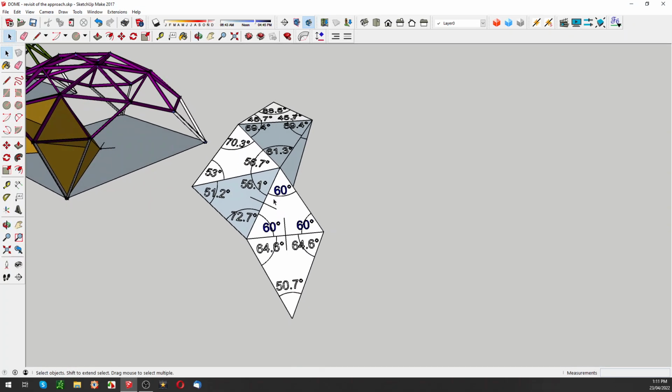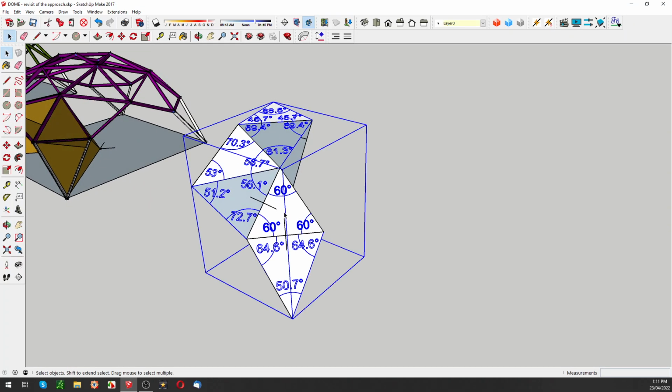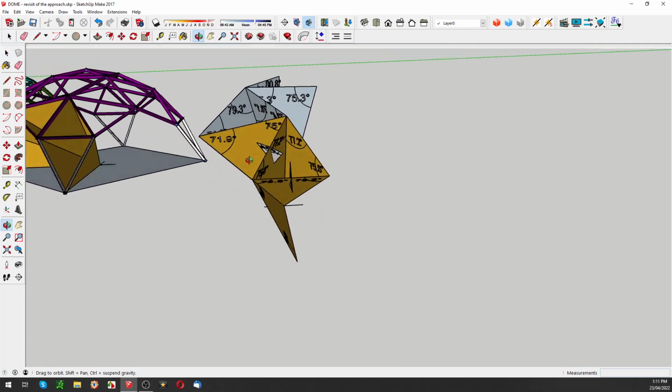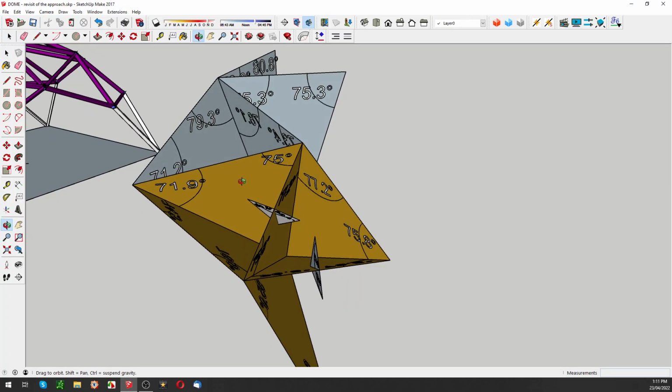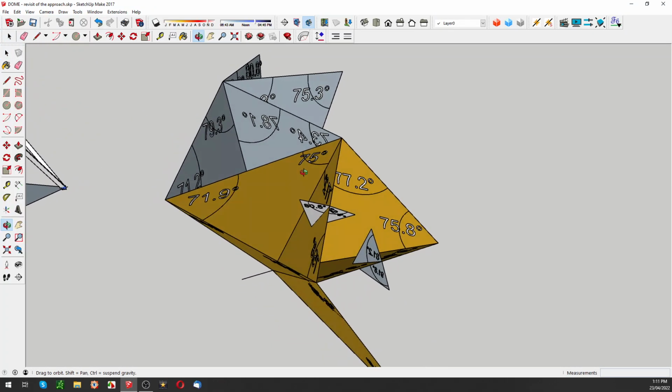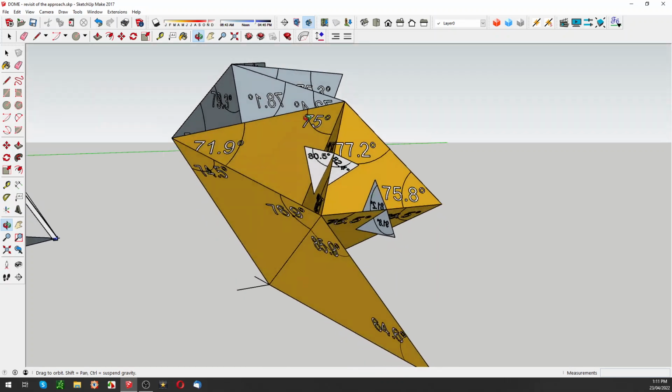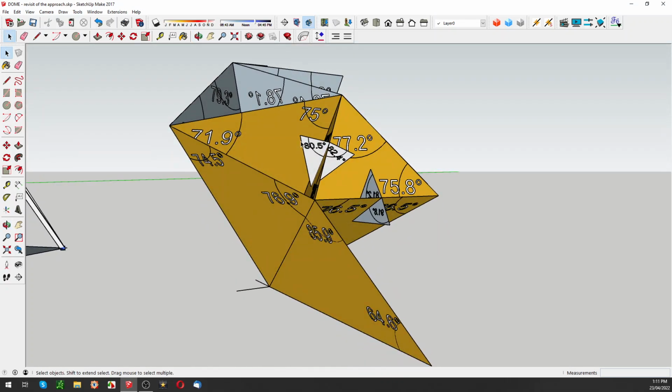This is just the surface angles. If we hide this, we've got the internal angles of the planes upon which the struts may need to be, or information around the struts when they're drawn that you may need. And then we can add the angle of the two surfaces.